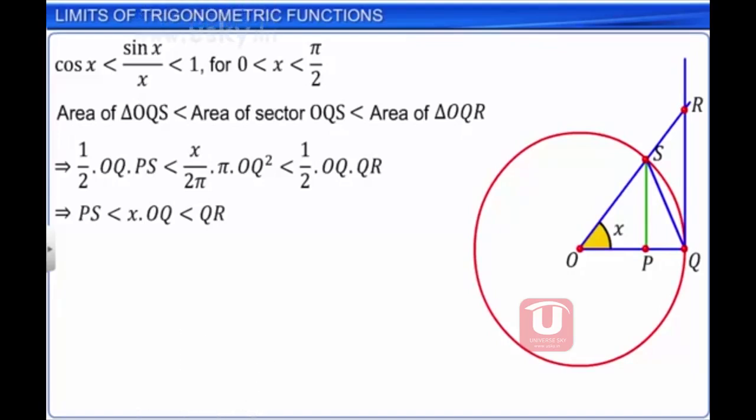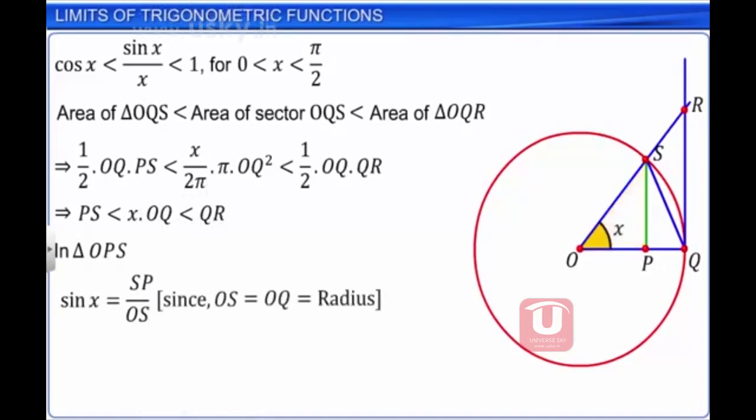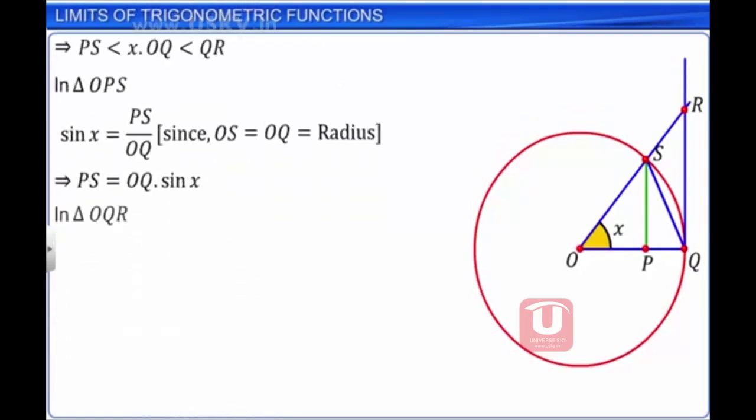Therefore, the expression takes this form. In triangle OPS, we have sin x is equal to SP divided by OS. Since the length of lines OQ and OS are equal to the length of the radius, we can replace OS with OQ in the denominator. Also from triangle OQR, we have tan x is equal to QR divided by OQ.